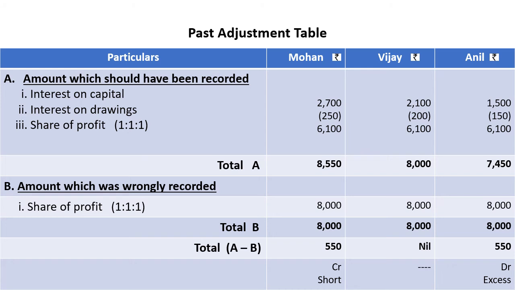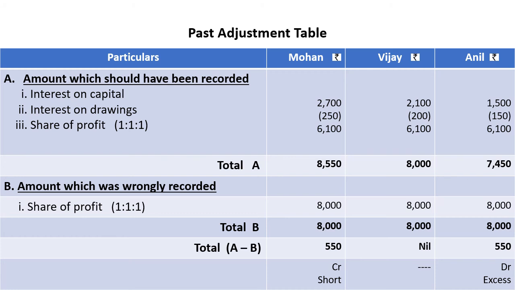Next, under B, which was wrongly recorded, we have to write share of profit. 24,000 was distributed in their equal ratio. So each partner will get 8,000 equally. So total B also will be 8,000 each. Now we have to compare A and B. Under A, which is supposed to be written, is the correct distribution. Under B, which was the wrong distribution. So deduct 8,000 from 8,550. So Mohan will get 550. And Vijay, 8,000 minus 8,000, it will be nil balance. And for Anil, 7,450 minus 8,000, it will be 550 excess value.